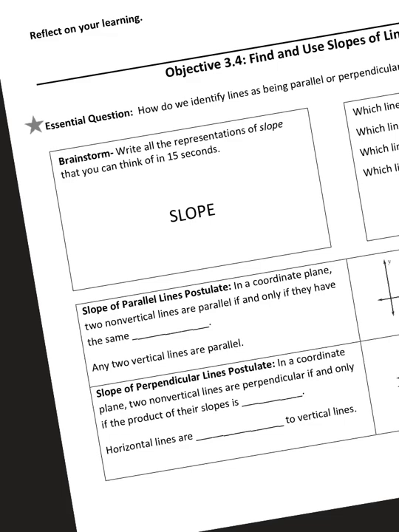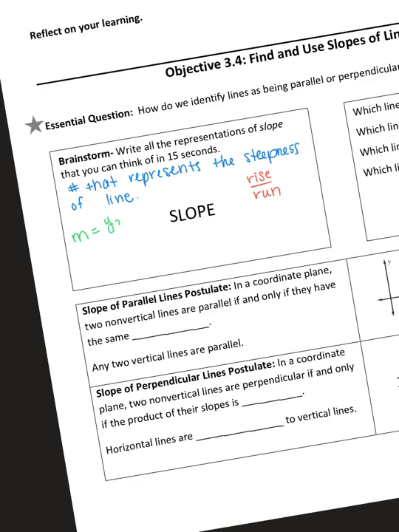Okay, so slope is the steepness of a line. So it's a number that represents the steepness of a line. And when we think of slope, hopefully some of the things that came to mind were rise over run. Maybe you thought about slope being m, and the equation for slope for rise over run.